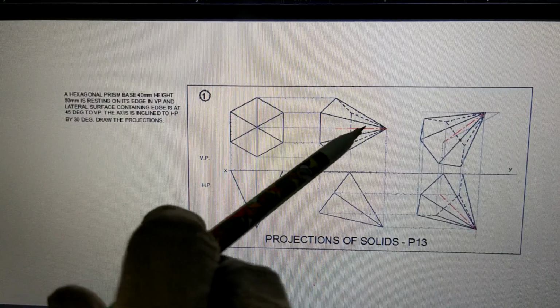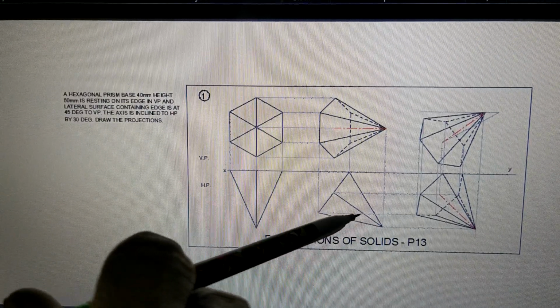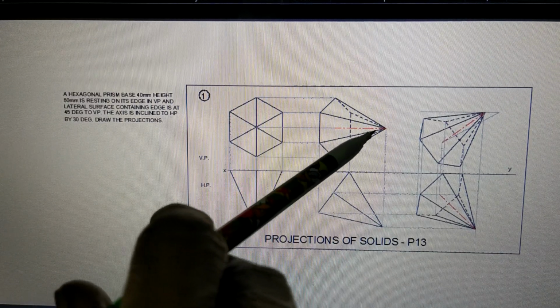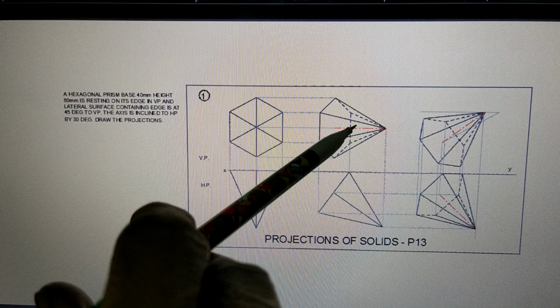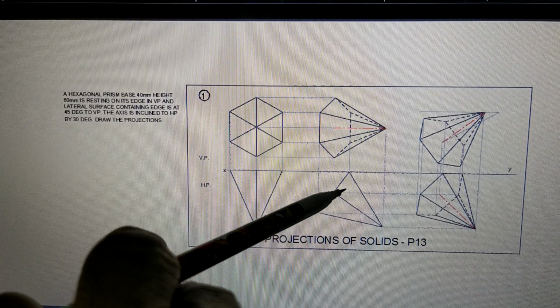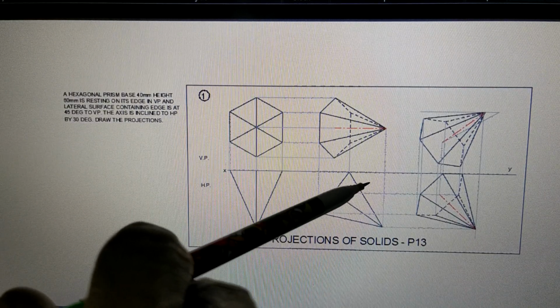The axis is shown like this. This is the true length of the axis in the top view. This is the apparent length of the axis in the front view. You can write here AL FV, and TL top view, true length top view.